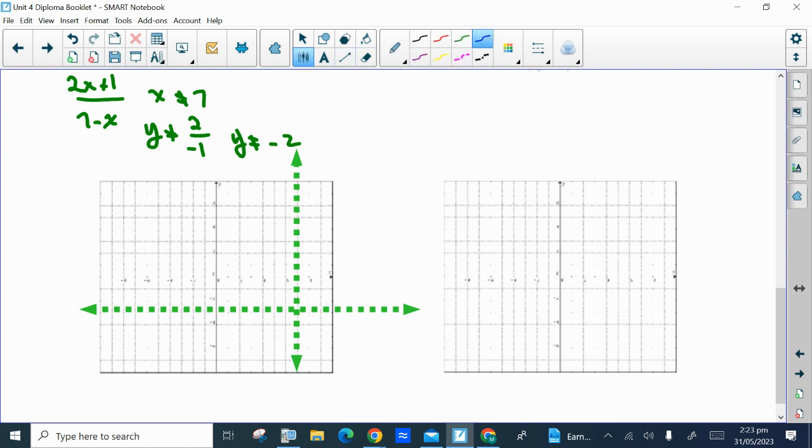And then you can use your calculator, or you can just choose a value of x greater than 7 to show that when x is greater than 7, y is less than -2, which means that the graph is down in this lower right-hand region as well as in the upper left-hand region.